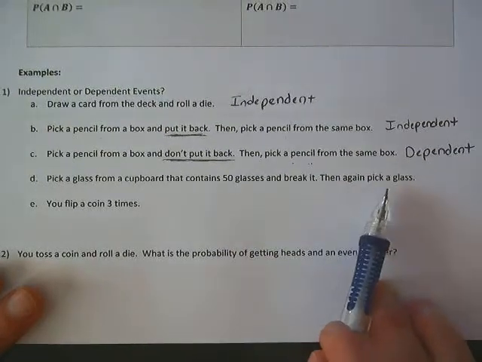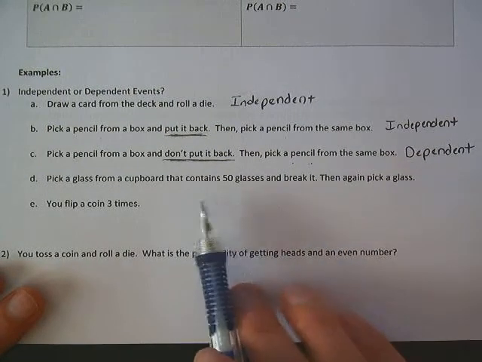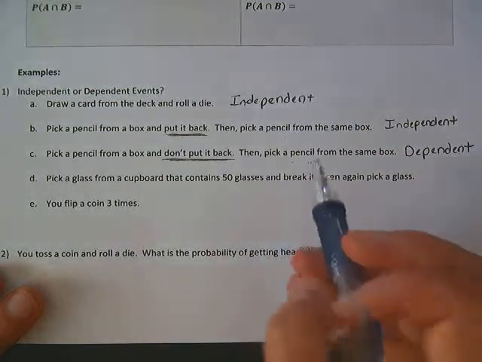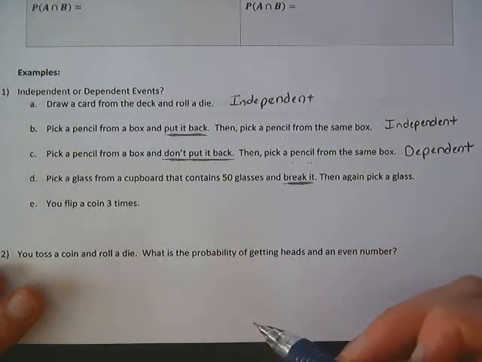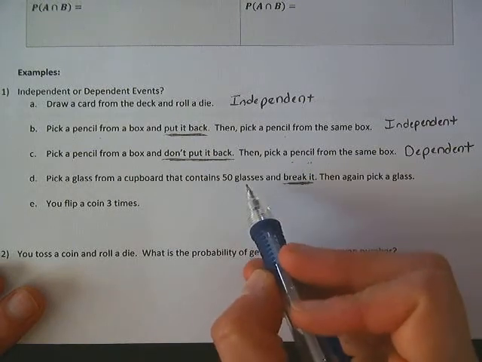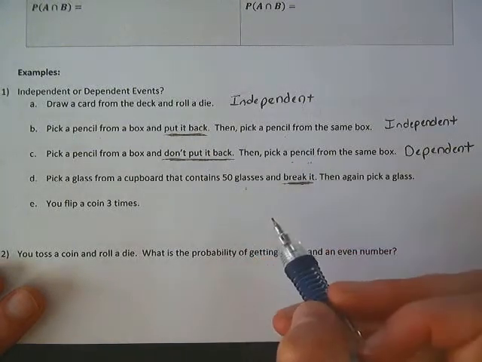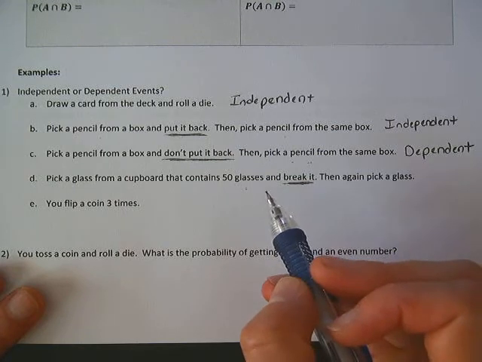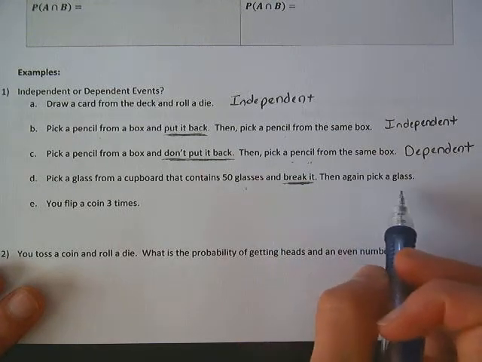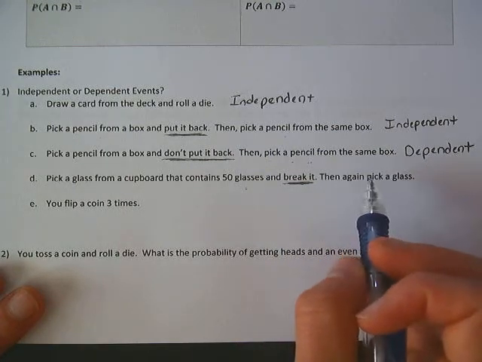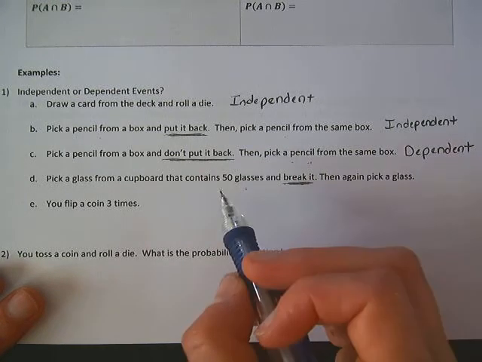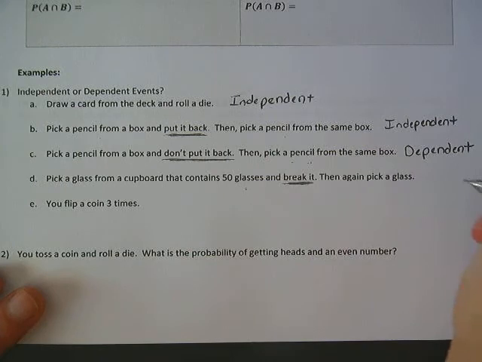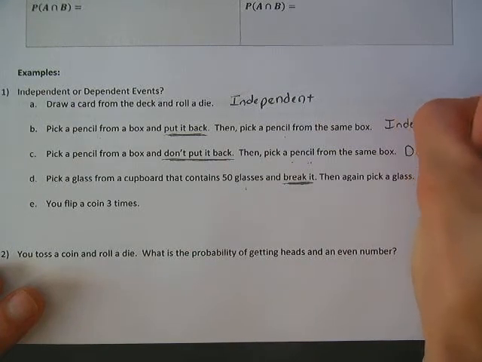Then again, you pick a glass. Because you are breaking that original glass that you pull out, think about how many glasses will be left over. There's only going to be 49 glasses now. So that means that when we pick another glass, the likelihood of us getting some certain type of glass will change because there's only going to be 49 glasses left. So that means that these are dependent events as well.